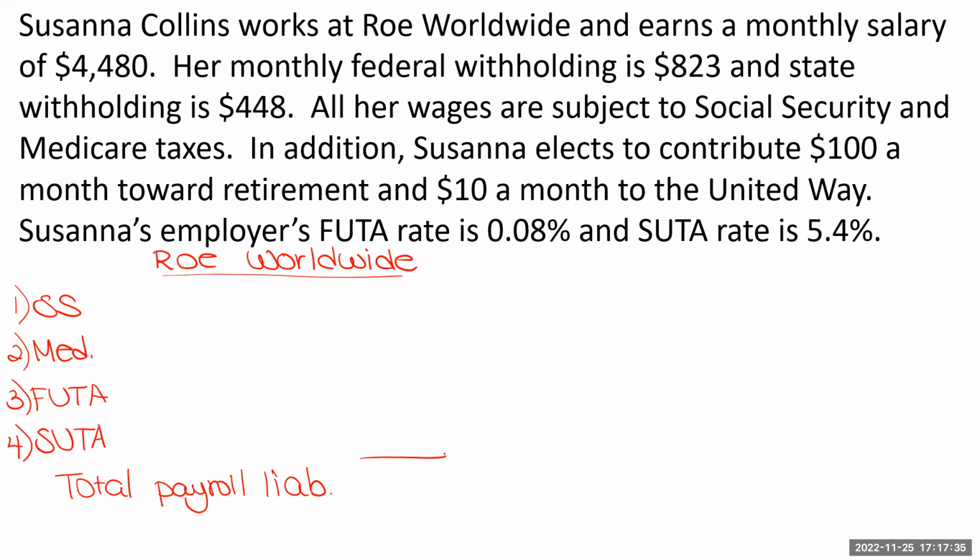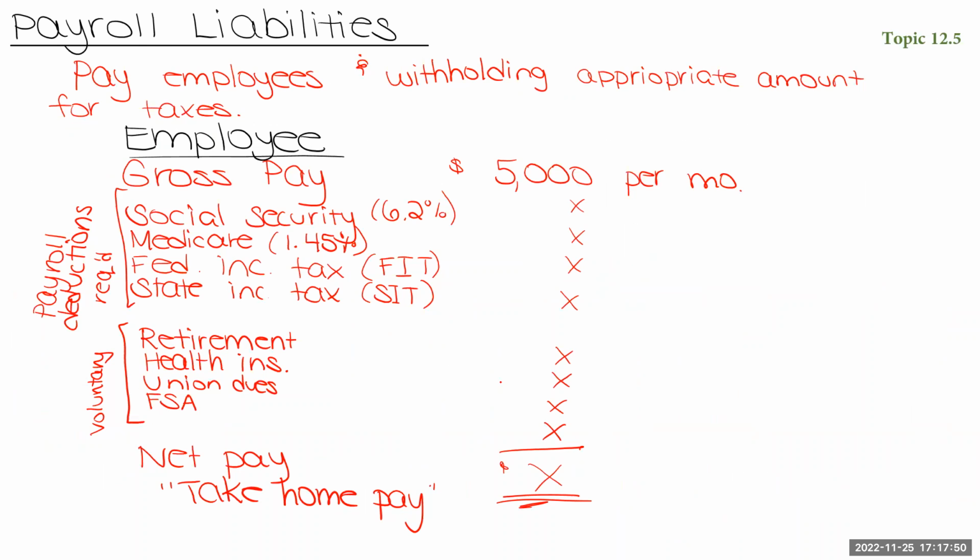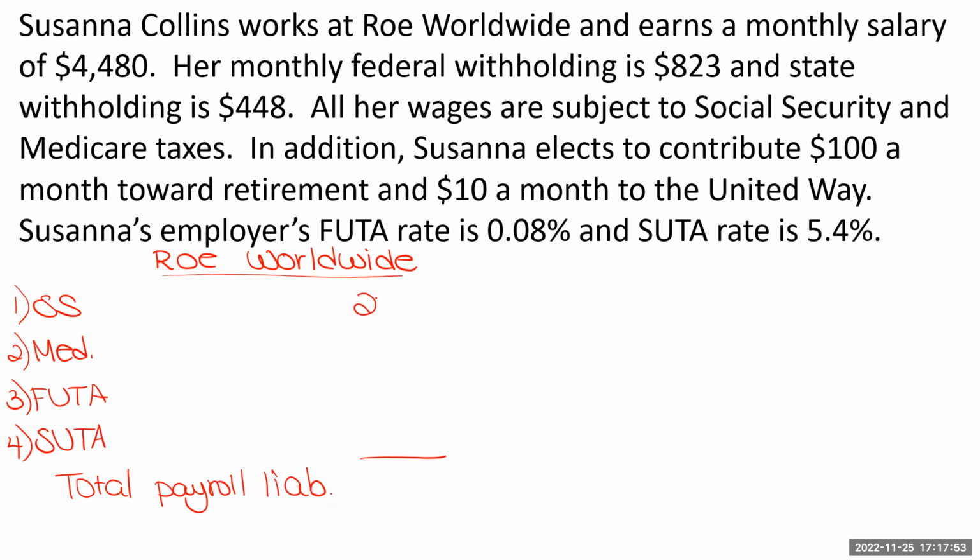All right. We've already calculated the Social Security and Medicare, right? So we don't need to do that again. Let's just go back. For Row, it was $277 and $64. All right. We are given the rates, 0.08%, and that's not a typo. It's a very small percentage, and then 5.4%.